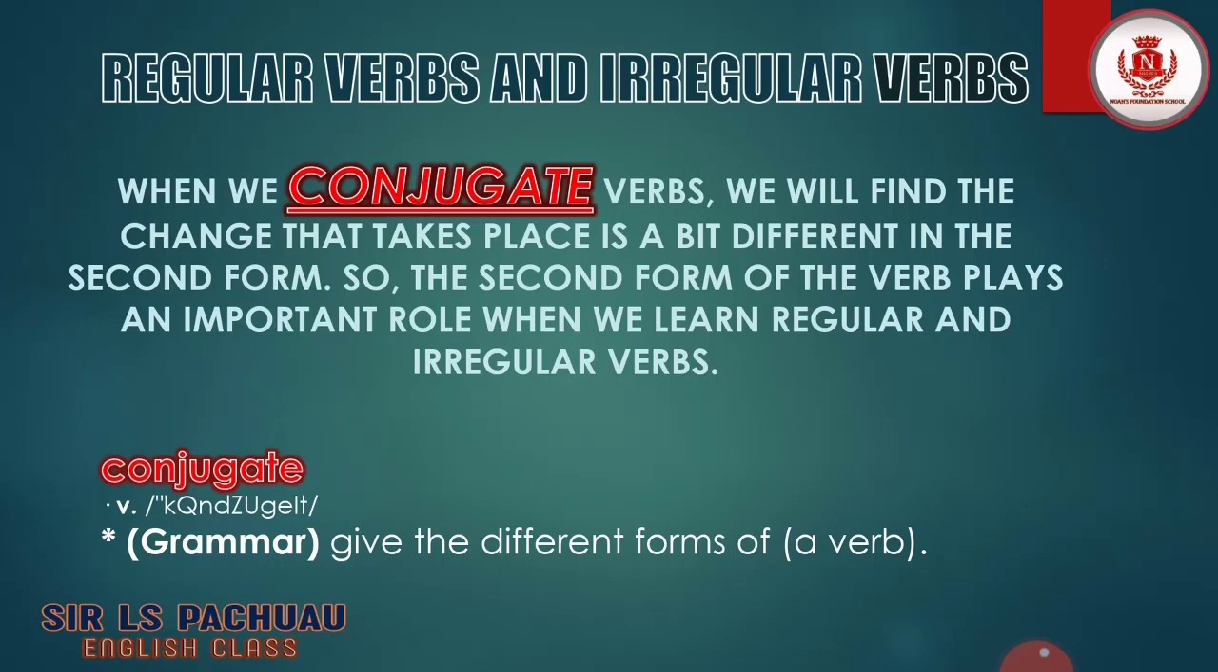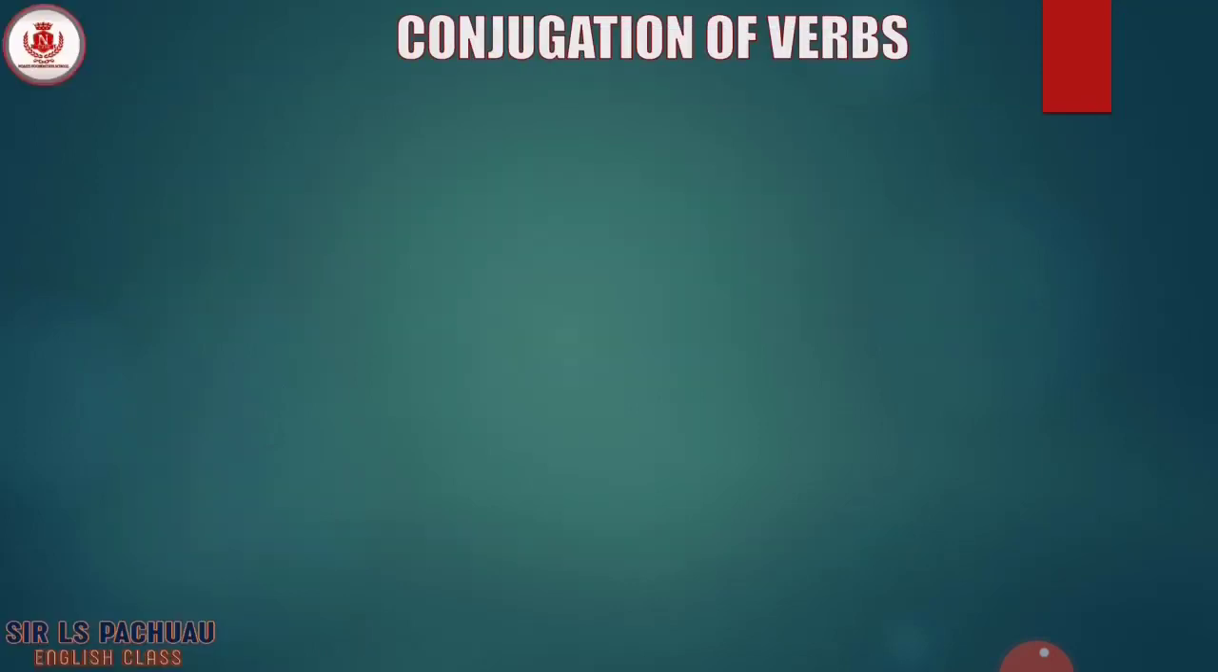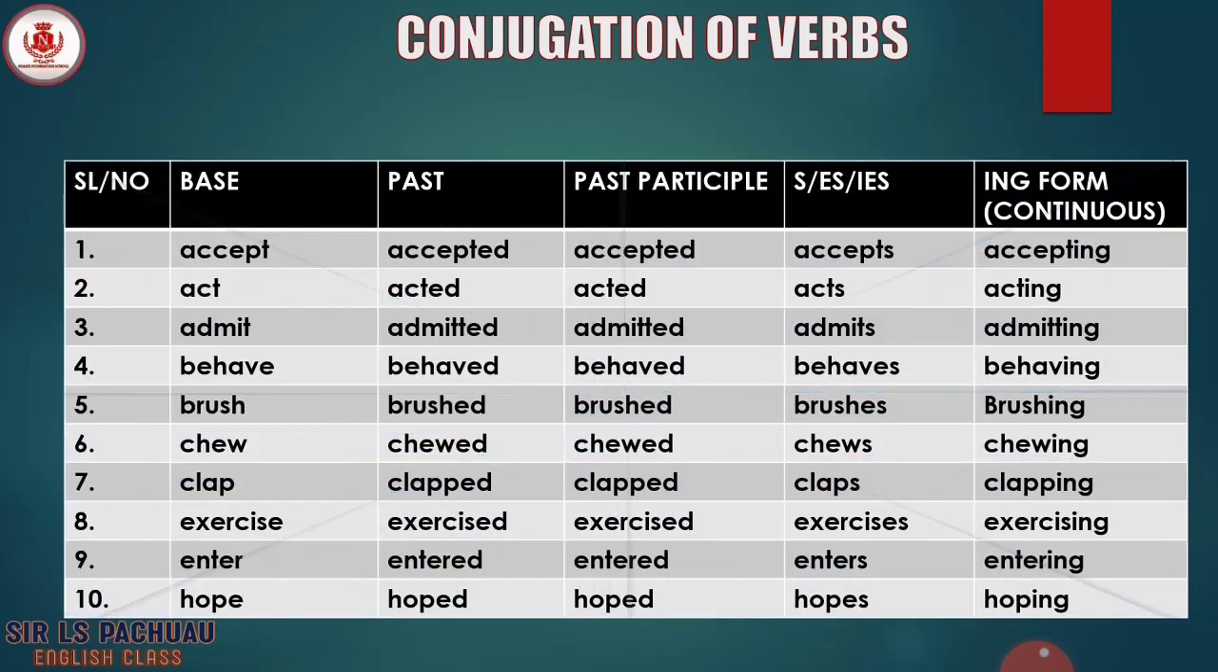When we change a present tense into a past tense, we are conjugating the verbs. So we are going to see how to change the verbs. In grammatical terms, the change that takes place in the verb is called conjugating. So, conjugation of verbs. When we conjugate verbs, we conjugate from the first or the base form.